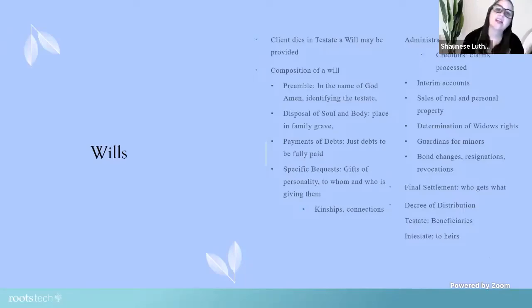You also have the executor, who's in charge of the will, making sure things go how they need to go. And then you have the decree of distribution, to the beneficiaries for the testate, and then for the intestate, to the heirs.